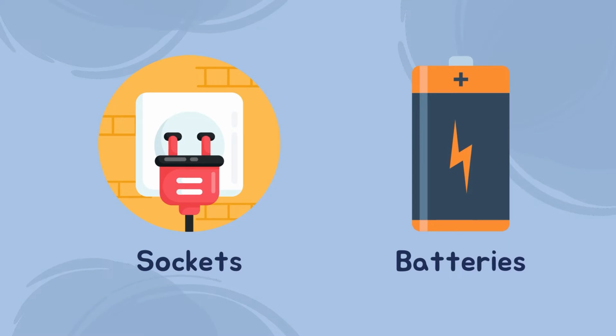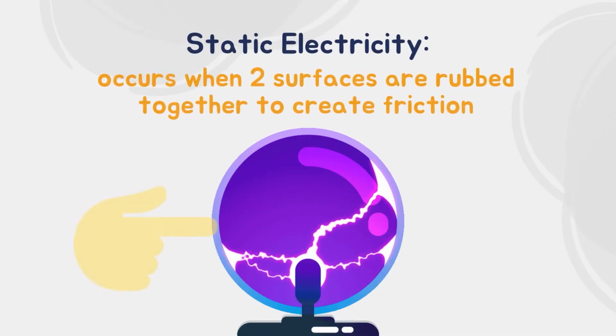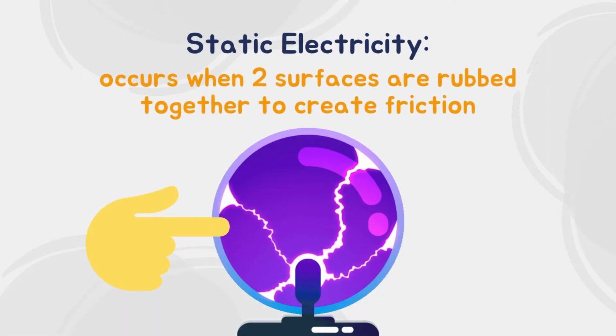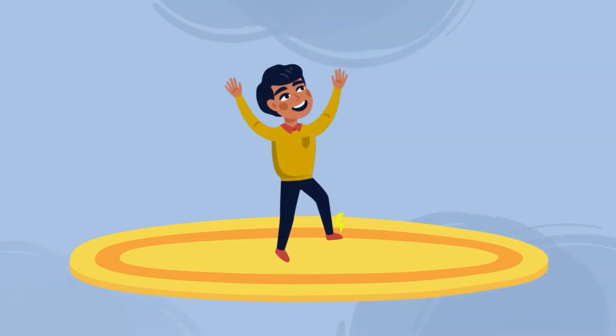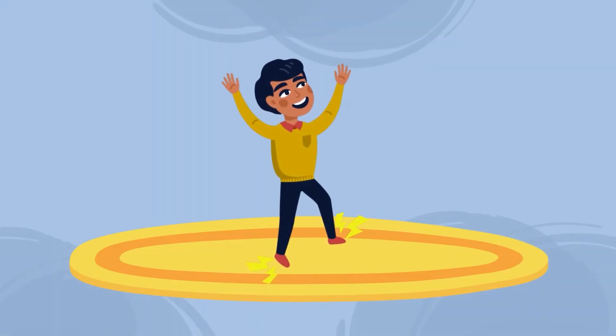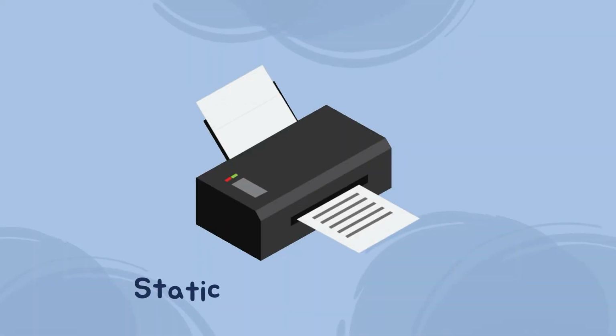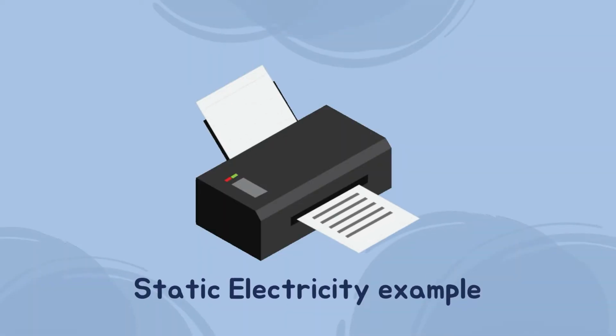form of batteries. There are different types of electricity, such as static electricity. Static electricity occurs when two surfaces are rubbed together in order to create friction. This is why sometimes when we rub our feet on the carpet and touch something suddenly, we feel a spark or a small shock. Static electricity can be found in printers. The electrical charges cause the ink to be attracted to the paper.